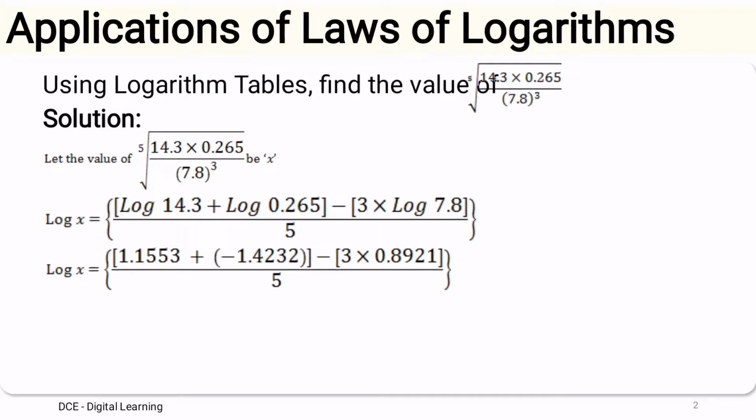So log of 14.3 is 1.1553 plus log of 0.265 is bar 1.4232. When a number is less than 1, the characteristic is negative and it is 1 more than the number of zeros after the decimal point. So in 0.265, after the decimal point there are no zeros, plus 1 is the characteristic and it is negative. And the mantissa of 26.5 is 4232. This minus 3 into log of 7.8. So log of 7.8 is 0.8921.